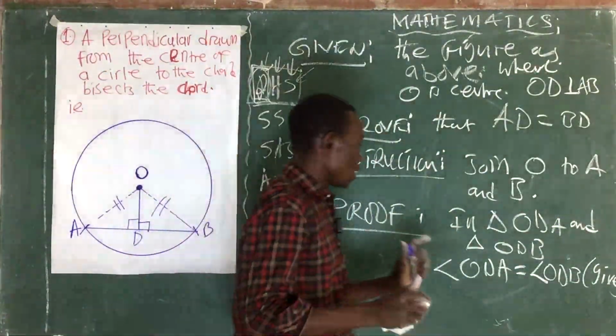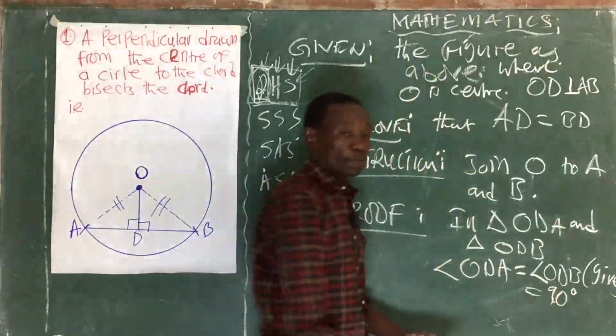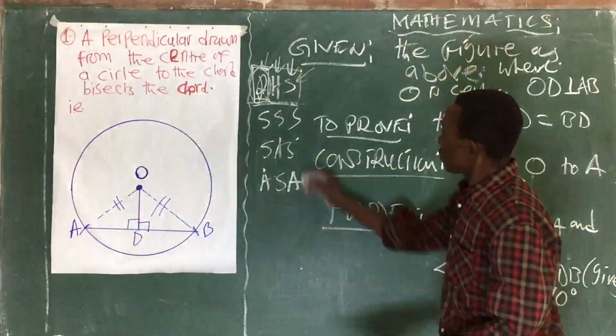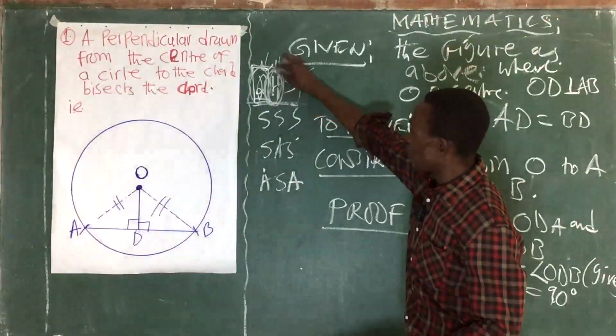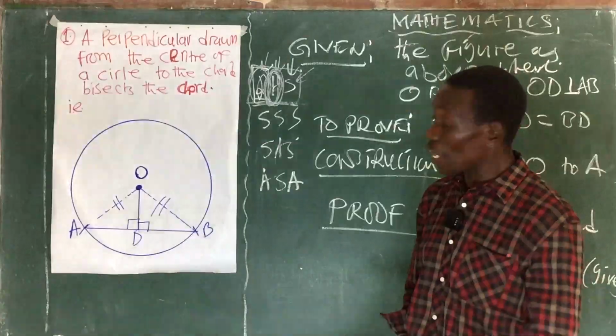Something that is given is already there, just given. And this one is equal to what? 90 degrees. Right, let us also test the second one, the hypotenuse side. Are the two hypotenuse sides of one and the other equal to each other?